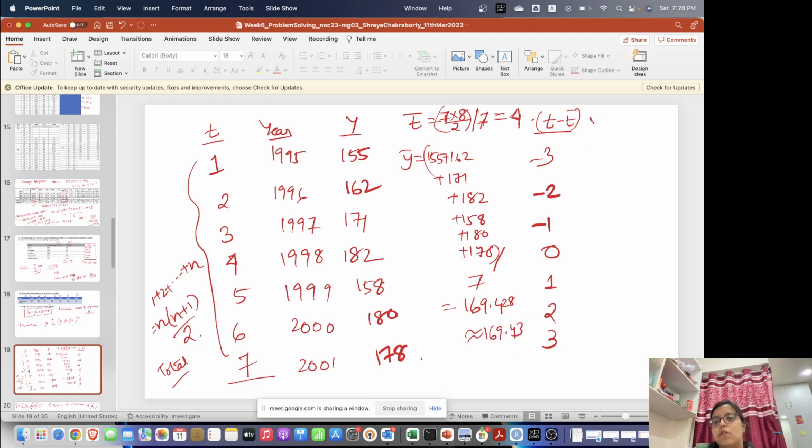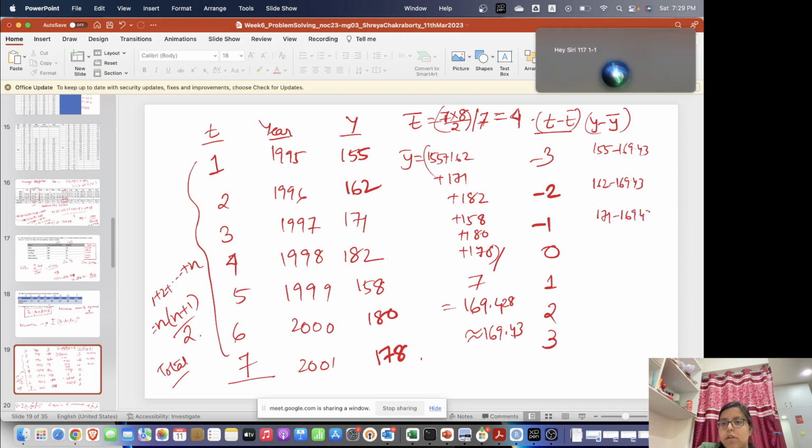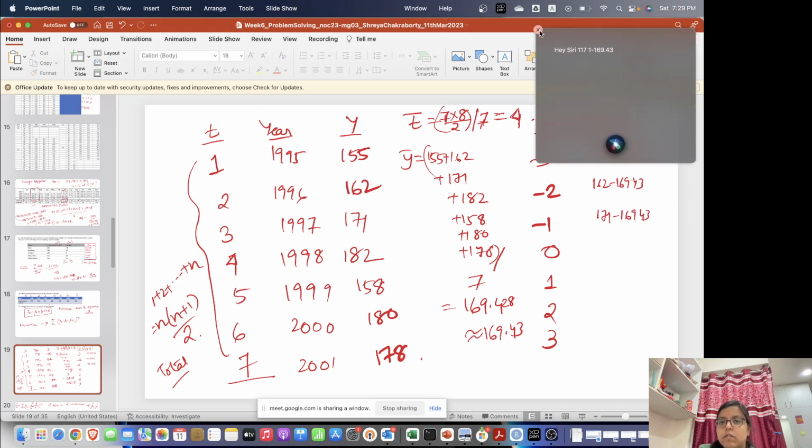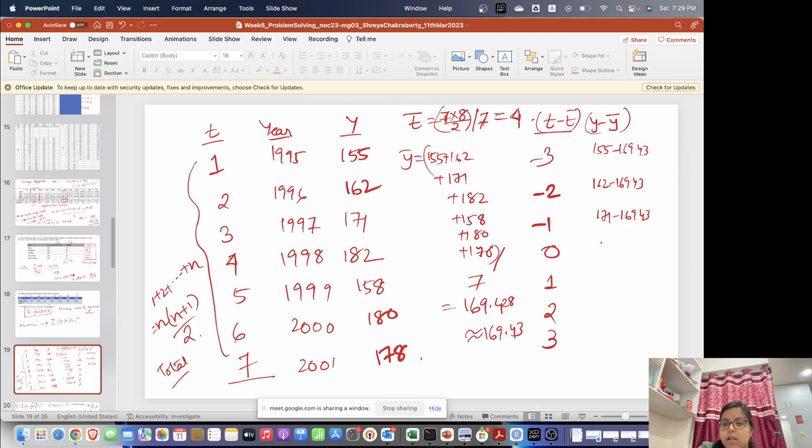So then we would get one column y minus y bar. So this will be 155 minus 169.43. Then this would be 162 minus 169.43. This will be 171 minus 169.43. This will be 182 minus 169.43. 158 minus 169.43. 180 minus 169.43. 178 minus 169.43.